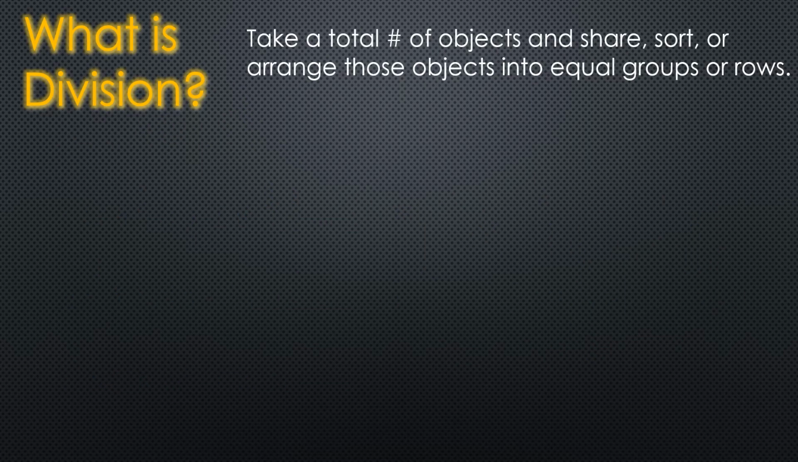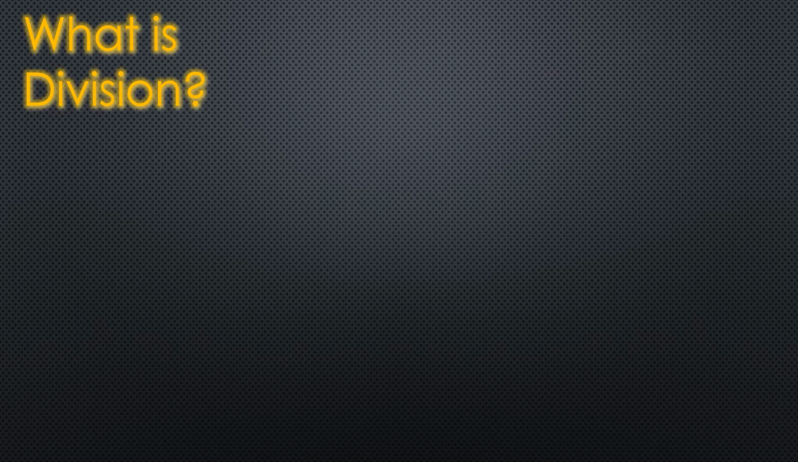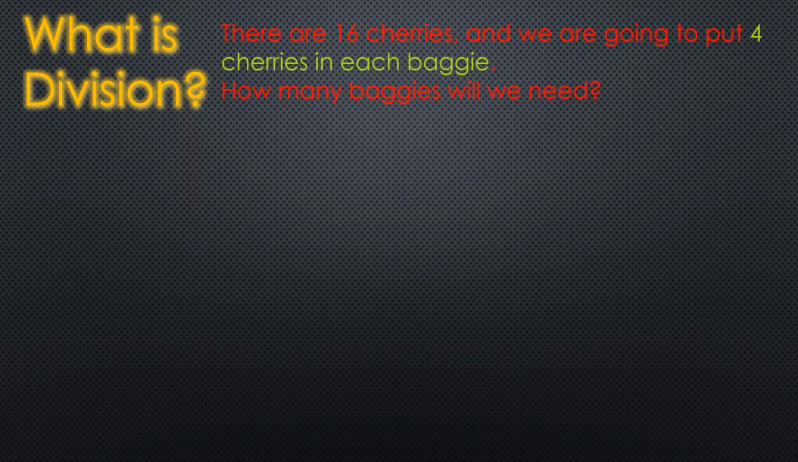Again, let's think about what division is. We're going to take the total objects and share and sort them equally into groups. So for example, if you had 16 cherries and we were going to put 4 cherries in each bag, we would not want to know how many baggies we would need. So we're actually looking for the groups. We know how many cherries to put in each baggie, so basically we're using our understanding of repeated subtraction to be able to know how many baggies we'll need.